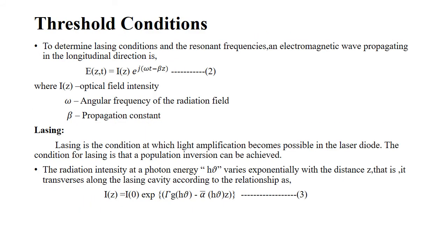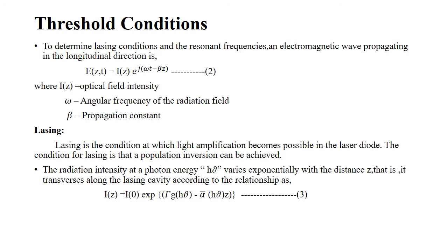Threshold conditions. To determine the lasing conditions and the resonant frequencies, an electromagnetic wave propagating in the longitudinal direction is E of z comma t is equal to I of z e power j omega t minus beta z, where I of z is the optical field intensity, omega is the angular frequency of the radiation field, and beta is the propagation constant. Next one is lasing. Lasing is the condition at which light amplification becomes possible in the laser diode. The condition for lasing is that a population inversion can be achieved.